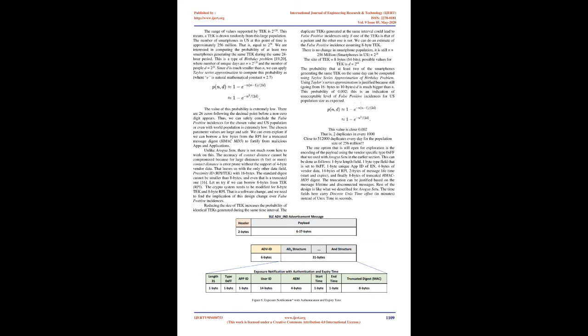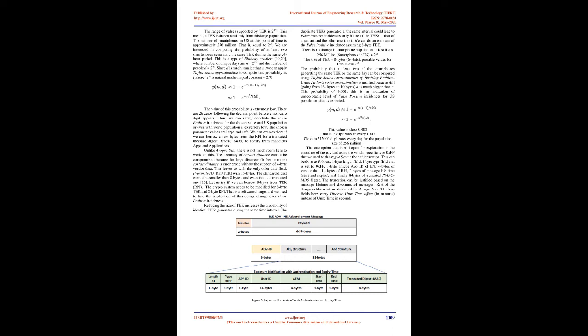The range of values supported by TEK is 2^128. This means a TEK is drawn randomly from this large population. The number of smartphones in US at this point of time is approximately 256 million, that is, equal to 2^28. We are interested in computing the probability of at least 2 smartphones generating the same TEK during the same 24-hour period. This is a type of birthday problem 19,20, where the number of unique days is n equals 2^128 and the number of people is d equals 2^28.